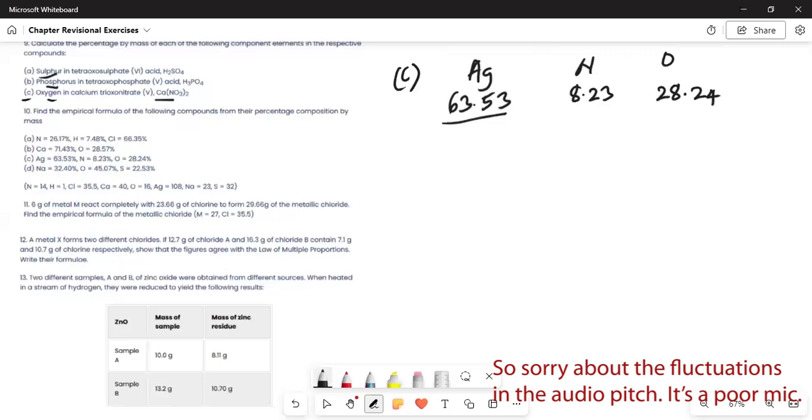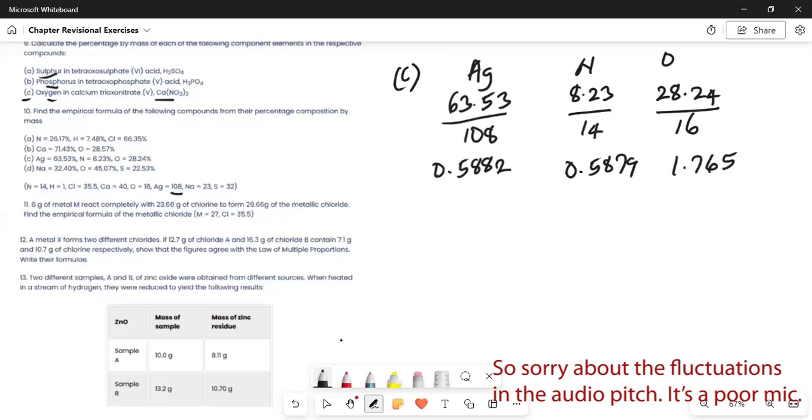The relative atomic mass of silver is 108. Nitrogen is 14. Oxygen is 16. So 63.53 divided by 108 is 0.5882, and 8.23 divided by 14 is 0.5879, and 28.24 divided by 16 is 1.765. We divide through by the smallest number.